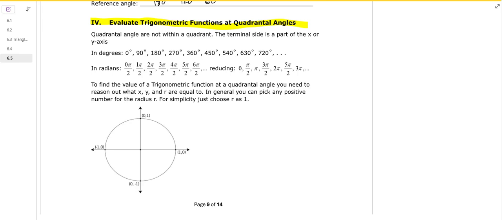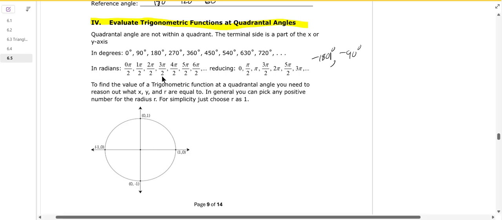Quadrantal angles are just going by 90-degree increments: 0, 90, 180, 270. You could also, of course, have negative angles as well. And in radians, you remember we talked in an earlier video about how you just count out by the numerator, 0 pi, 1 pi, 2 pi, 3 pi, but you reduce fractions. So you get this family of angles: 0, pi over 2, pi, and so forth.